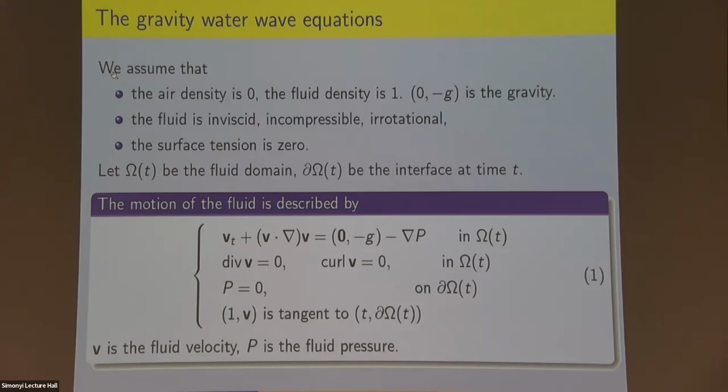And the last assumption is that fluid particles on the boundary remain on the boundary for all time. On the interface, they remain on the interface for all time.